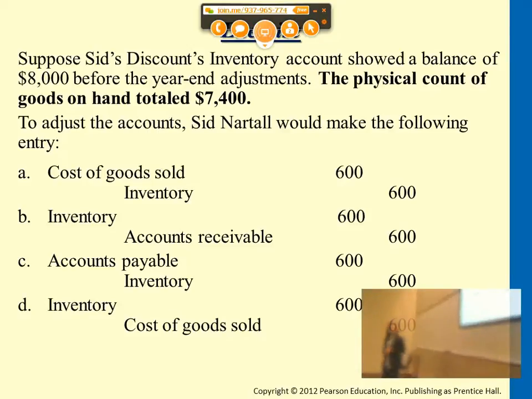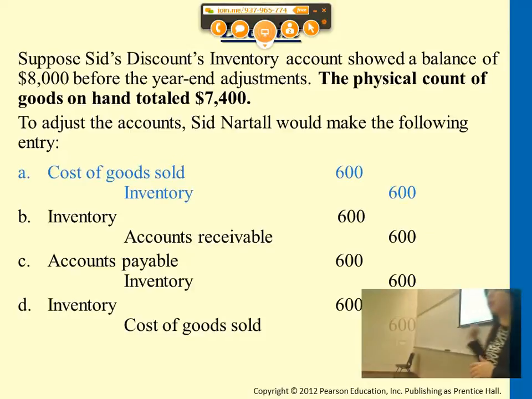A, cost of goods sold is increased, and then we reduce the inventory. So yes, in reality, we have $7,400. On the system, we have $8,000, so we have to match the system with what we actually have. All right, so this case will be matching the difference by reducing inventory, turning it into cost of goods sold expense. Okay, so make sure you understand which account is being reduced.